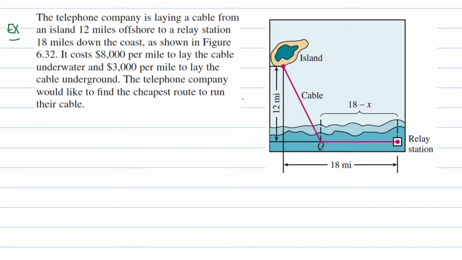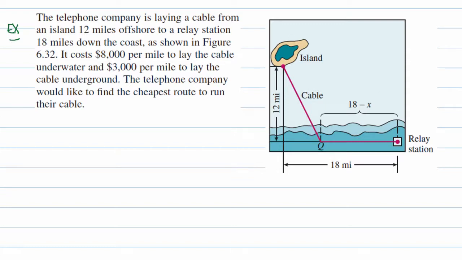Now, as a final example, we'll take a look at this. This is a more complex word problem. You actually do see this kind of word problem in a calculus course, oddly enough, but we can actually do part of it here. So the telephone company is laying a cable from an island 12 miles offshore to a relay station 18 miles down the coast. So 12 miles off the shore. So this is a top-down view of the world.